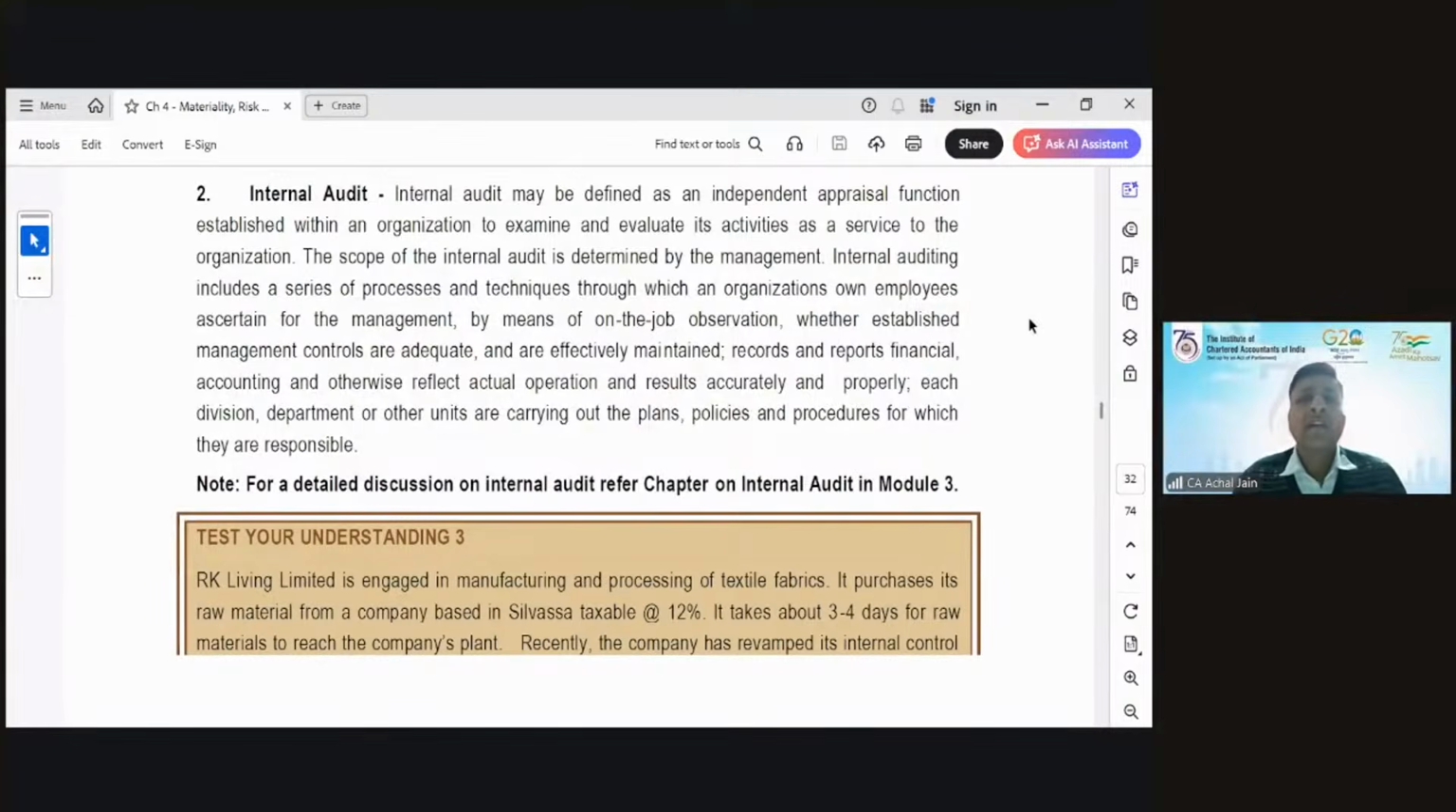So what is internal audit? You can say it's a kind of review, or a system of reviews which the organization will set up. In this case, what is required to be done? The entire process, be it related to financial reporting or other than financial reporting, is required to be evaluated, is required to be looked at.